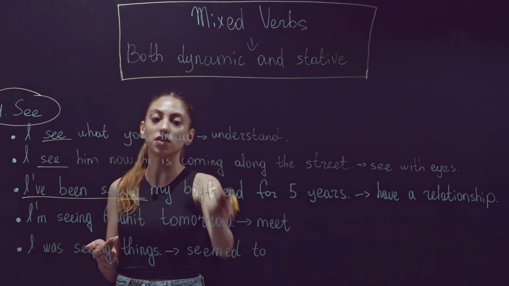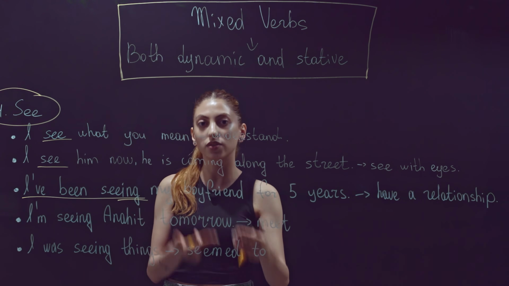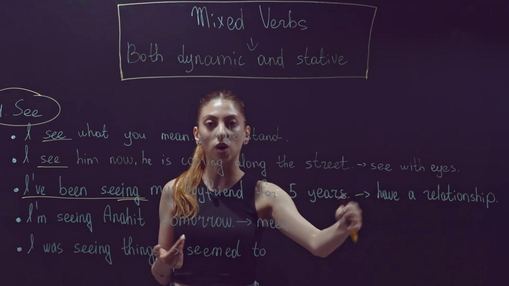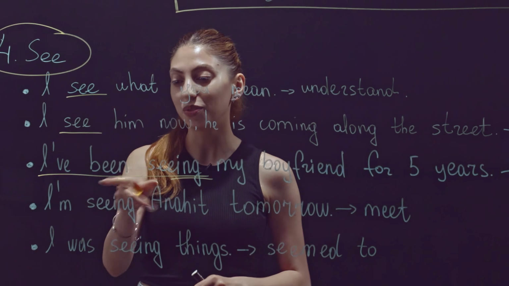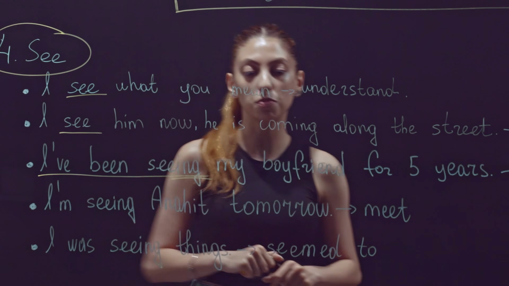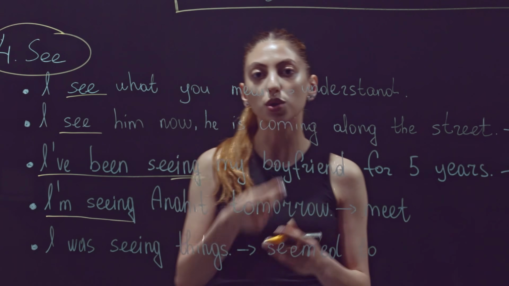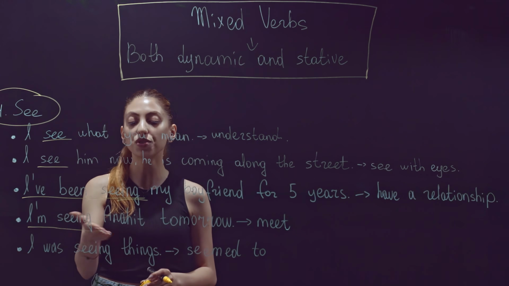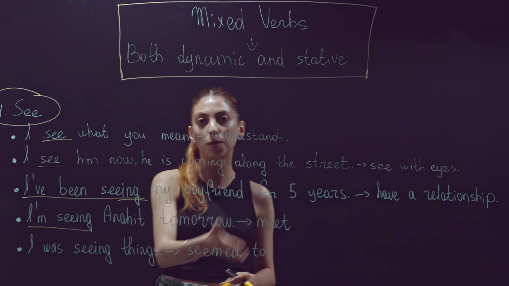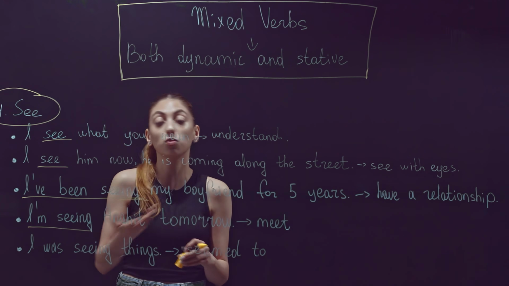So in that case, have been seeing in ing, in this context, has another meaning, and the meaning is to have a relationship with someone. Well, next one. I am seeing Anna tomorrow. In that case, I am seeing means to meet. And the last one is I was seeing things, which means it seemed to you. It wasn't real.